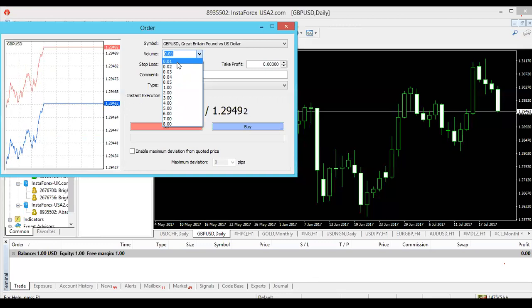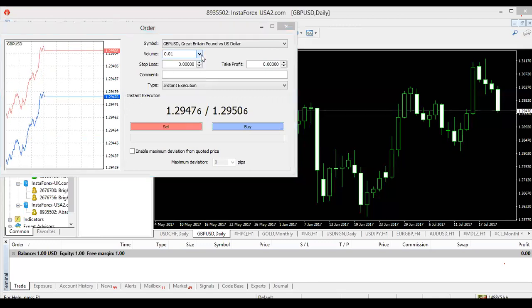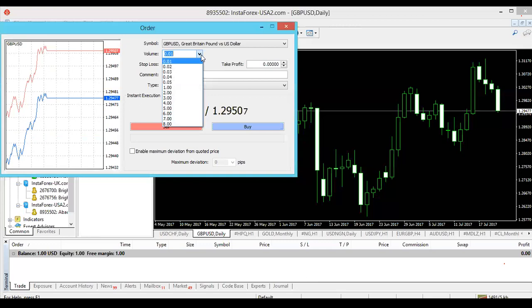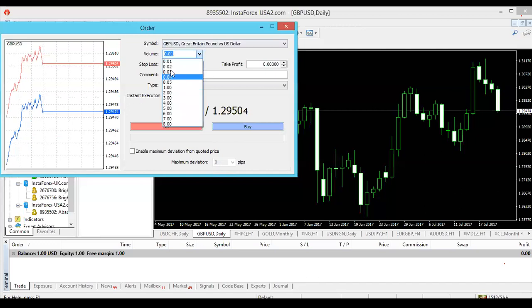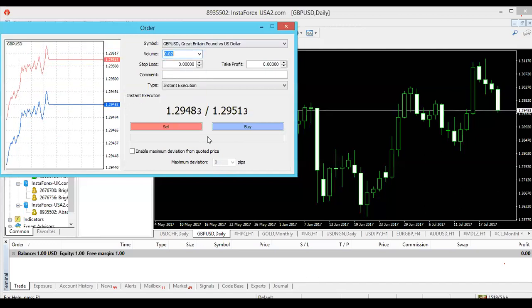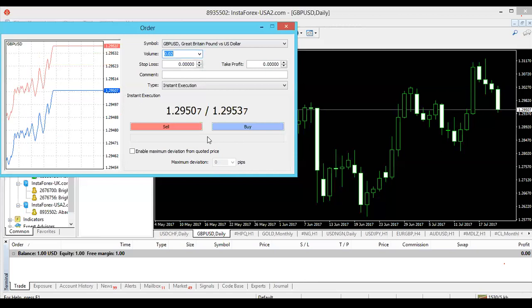Let me show you simple ways of how to manage your volume. Remember, your leverage must also play a role when you are choosing your volume. For example, when I choose 0.01 and place a trade, either buy or sell, each price movement gives me 1 cent. When I choose 0.02 and place a trade, each price movement will give me 2 cents. Once there's any movement in price, I will gain 2 cents.